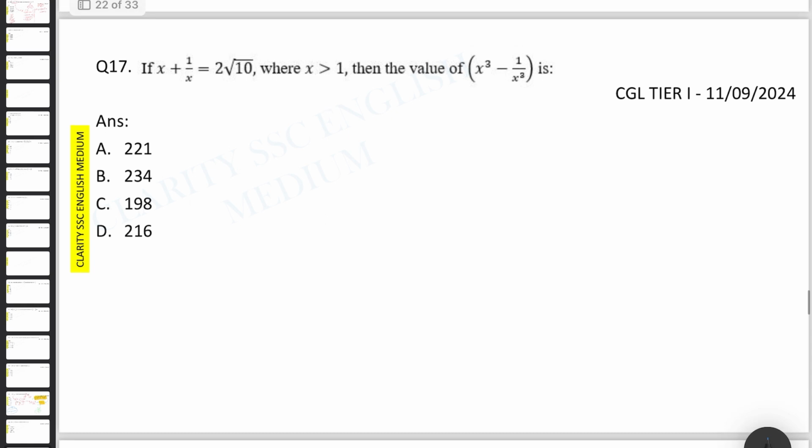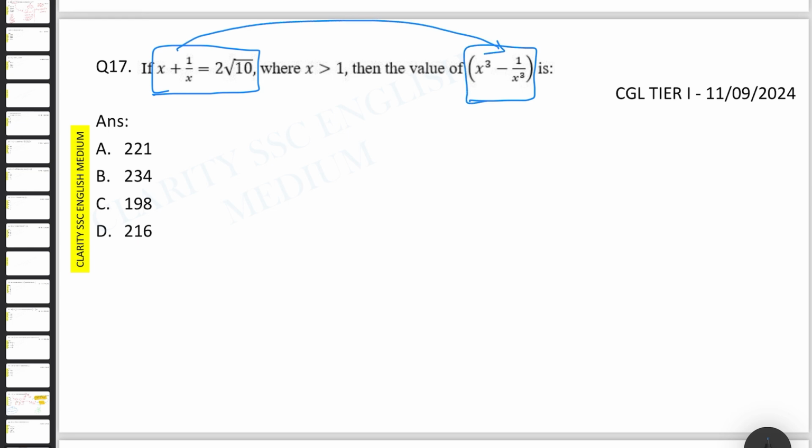Question number 17 says x plus 1 by x is equal to 2 root over 10, where x is greater than 1. We need to find the value of x cubed minus 1 by x cubed. Here we are applying x plus 1 by x, bridging, plus 2 minus. How to apply it? I will tell you. We can calculate this question in two ways.